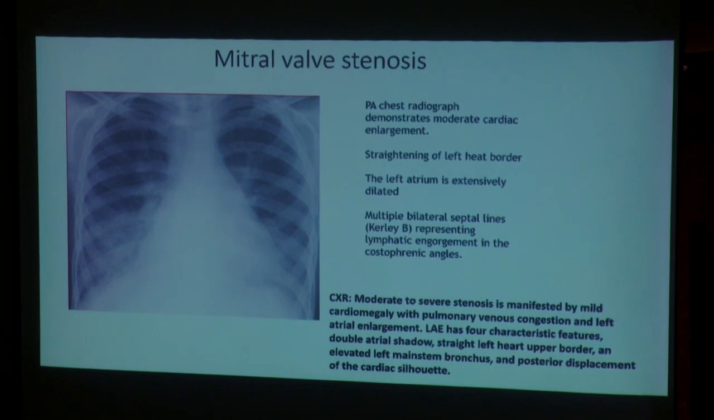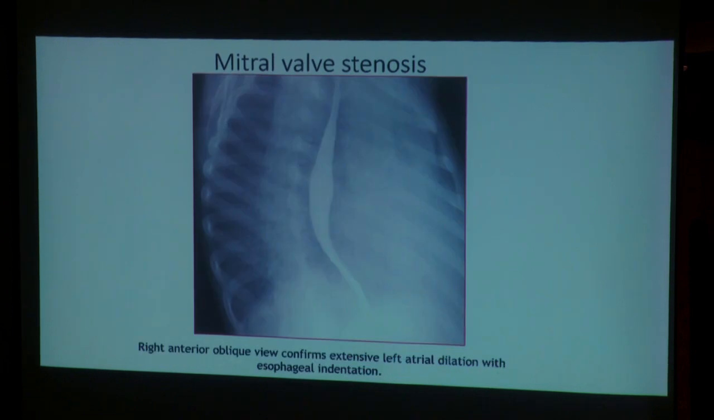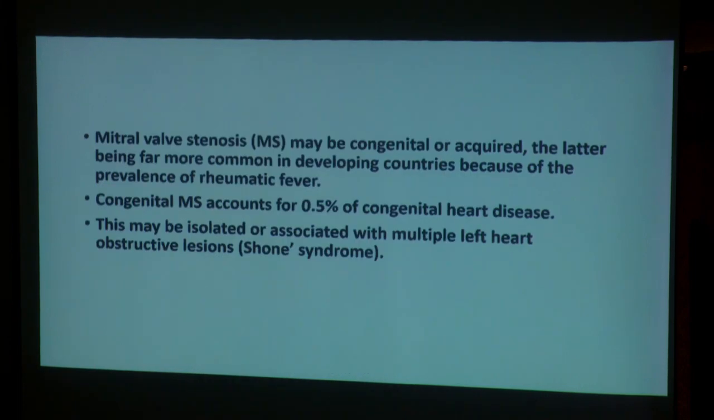You can see some Kerley B lines in the right lower zones. Okay, left atrial enlargement has 4 characteristic features: a double atrial shadow, straight left heart border, elevated left main stem bronchus, and posterior displacement of the cardiac silhouette. Okay, what happens on a barium study? Because of extensive left atrial dilatation, it is closest to the esophagus, so it causes a mid-esophageal indentation. And mitral valve stenosis may be congenital or acquired, with the latter being more common in our country, but congenital MS can also account for 0.5% of congenital heart disease.